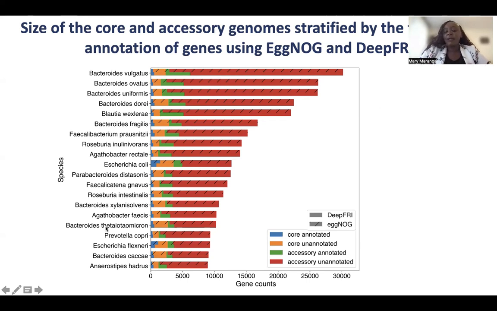So we see the same pattern as the phylogenetic analysis, where EGGNOG is able to annotate more functions coming from well-studied model organisms such as E. coli, while DeepFRI tends to annotate more genes coming from Bacteroides genera. And our results actually could be used to guide further analysis aimed at uncovering potential mechanisms for diversity in these Bacteroides genera.